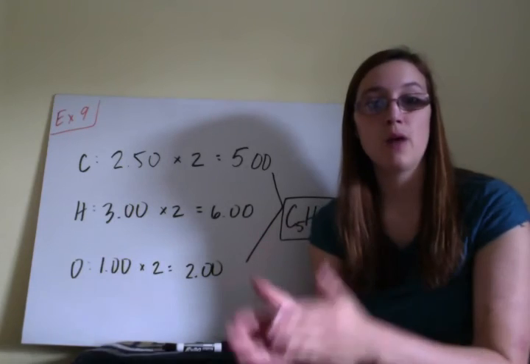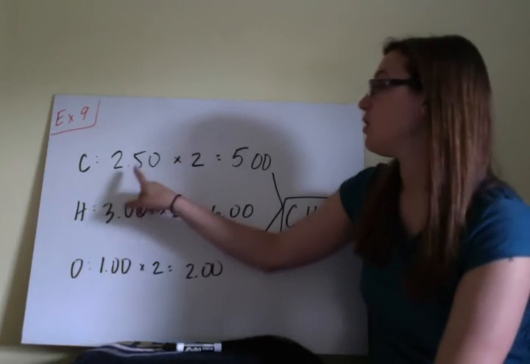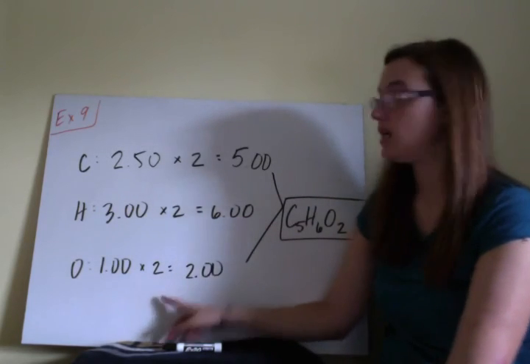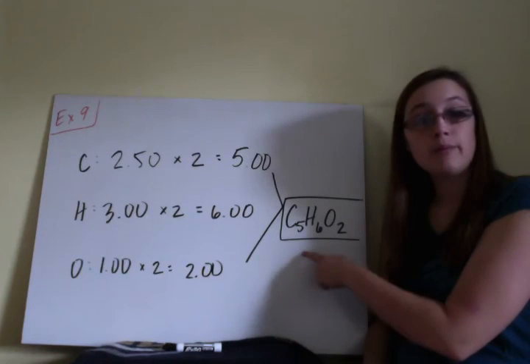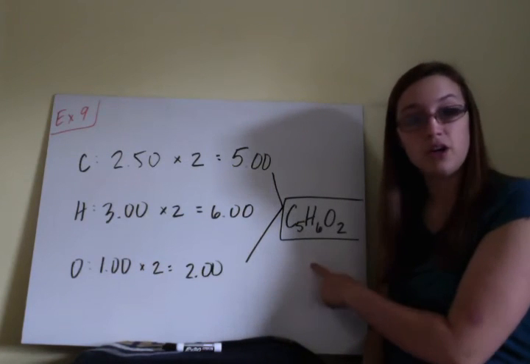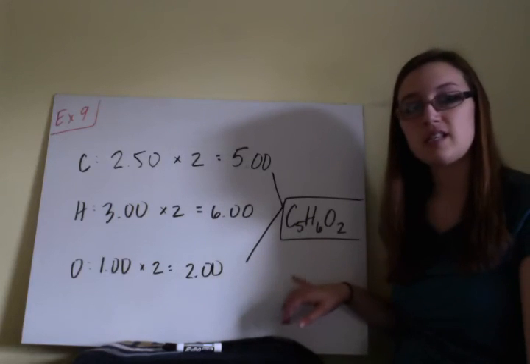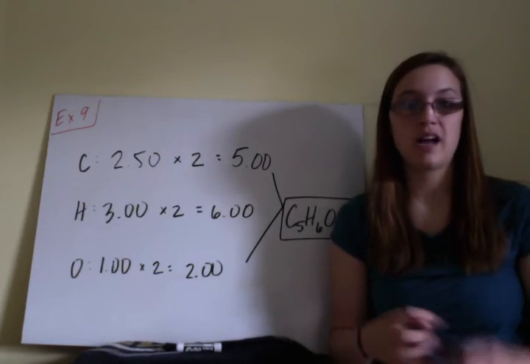Remember, if you multiply one of the values, you have to multiply all of them. So 2.5 times 2, 3 times 2, and 1 times 2 is going to get me 5, 6, and 2, which means my empirical formula for this unknown hydrocarbon is C5H6O2. So that's how we go through this combustion analysis.